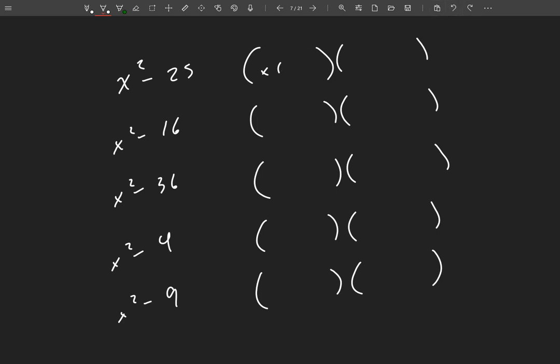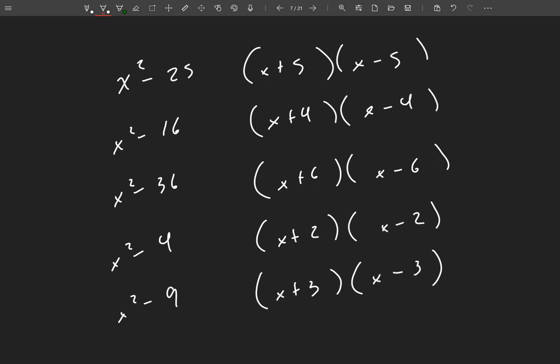Oh, maybe I should slow down and write a little better. x plus 5 and x minus 5. This would be x plus 4, x minus 4, x plus 6, x minus 6, x plus 2, x minus 2. See how easy this is? So when you see something like this, I want you to have confidence, know that it's easy, and just factor it. Don't even think about it, just factor it. Don't look at this and say, I don't know what to do. Okay? Commit this to memory.